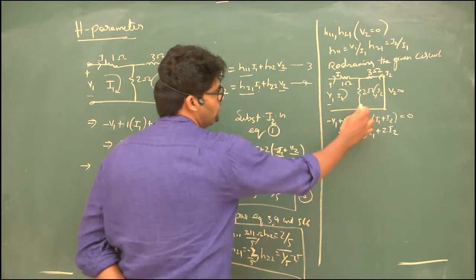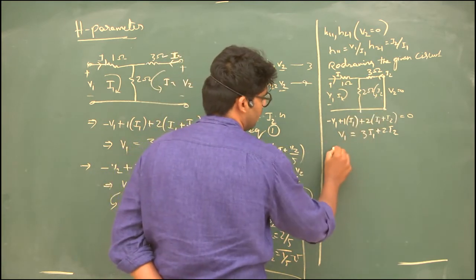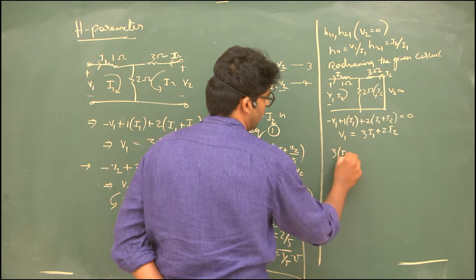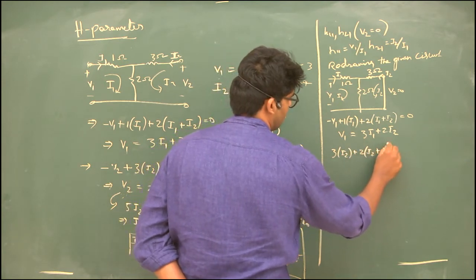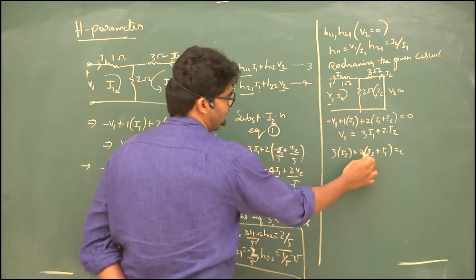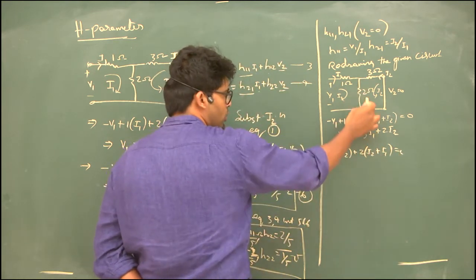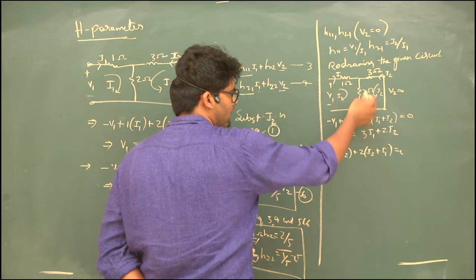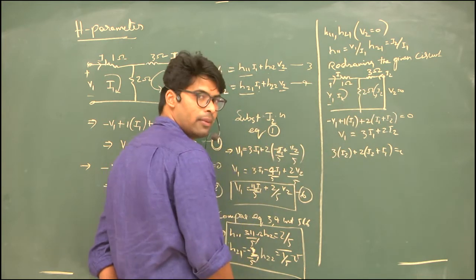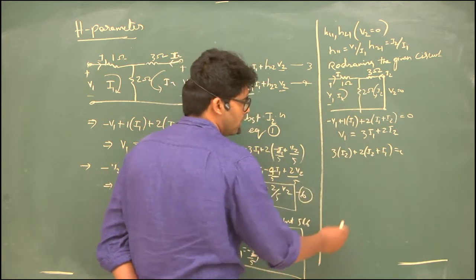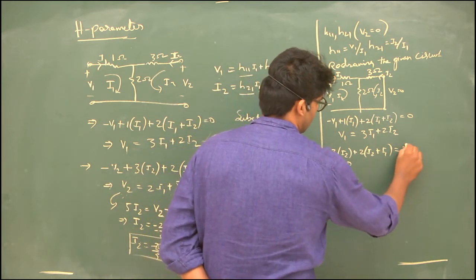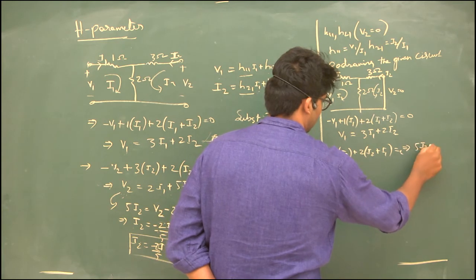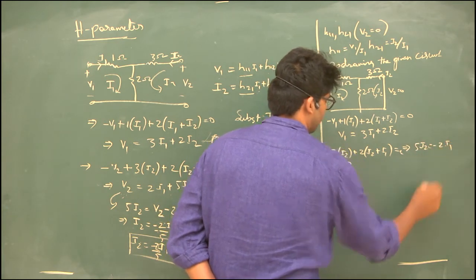Now from this loop, 3I2 plus 2 into I2 plus I1. Why am I taking I2 plus I1? Because in this 2 ohm, the I1 current and I2 current are flowing in the same direction. That's why I take I2 plus I1. So further we will get 5I2 equal to minus 2I1.